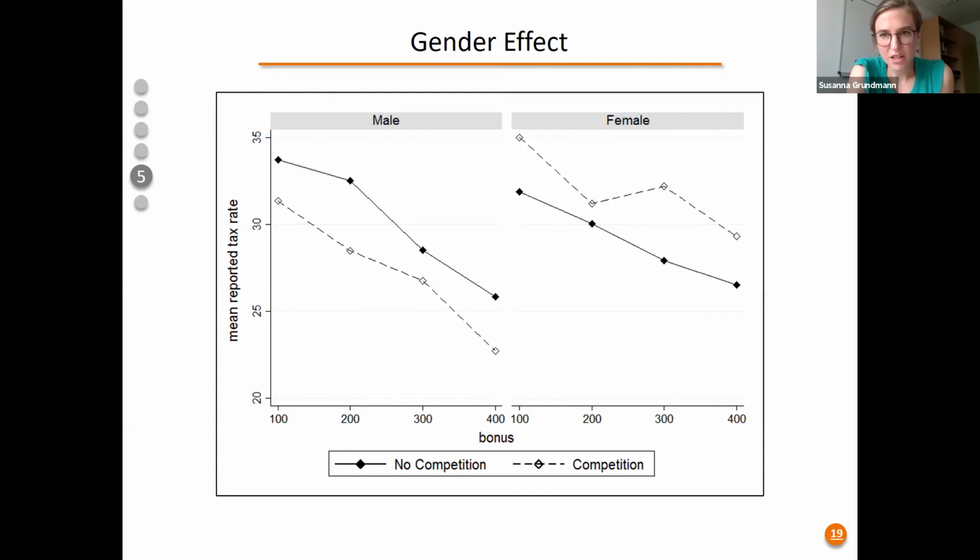What we can also see here, though, is that the negative effect of the bonus on the reported tax rate is robust across genders as well. So men as well as women report lower tax rates for higher bonus levels. And just like Daniel, I also find that women are a bit more honest than men altogether.